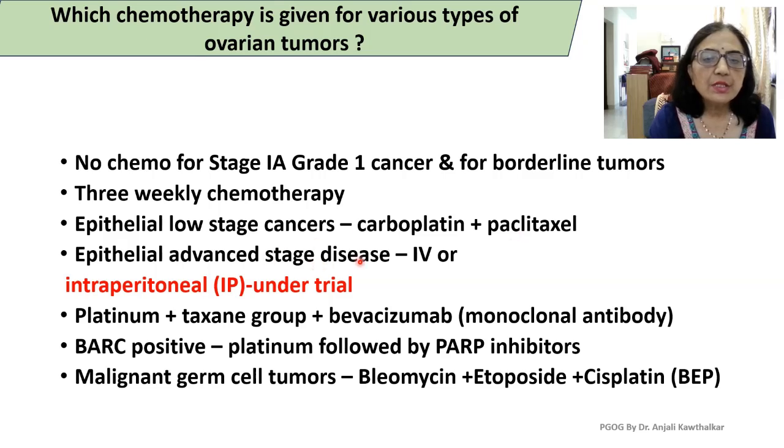If it is advanced stage disease, intravenous or intraperitoneal chemotherapy can be given. But remember, intraperitoneal is still under trial. It has not come into routine clinical practice. Platinum and taxane group, along with bevacizumab, is given in advanced stage disease. It is a monoclonal antibody which improves the survival rate or disease-free interval. For BRCA positives, we have already seen platinum-based chemotherapy followed by PARP inhibitors. For malignant germ cell tumors, bleomycin, etoposide, cisplatin, the BEP regimen, is preferred.